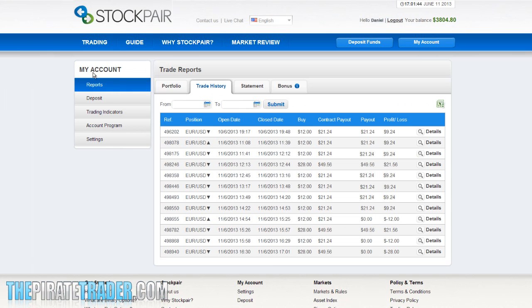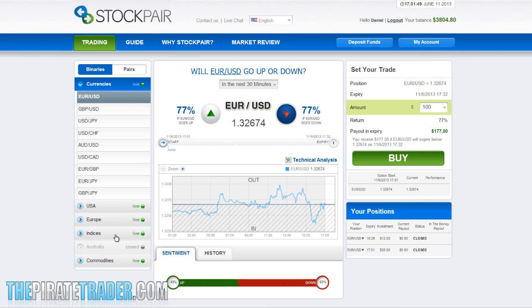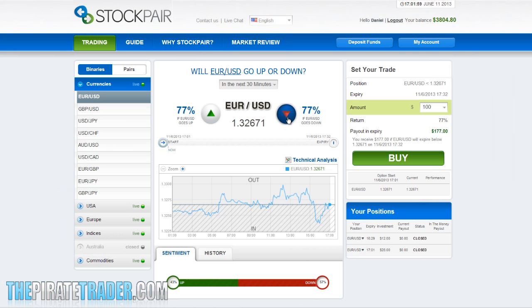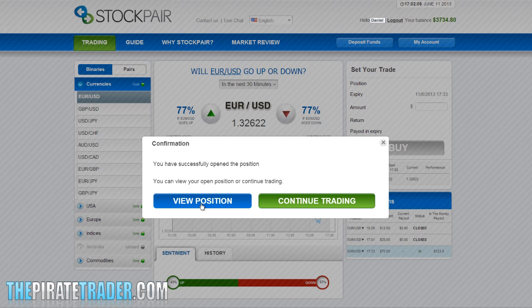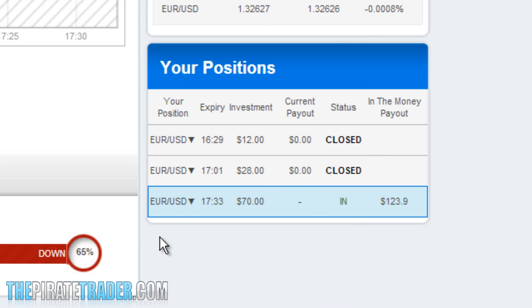Click on the Trading tab. Again, I'm selecting Euro USD and look at the Sentiment tool to see what direction most traders are trading. As you can see, 43% are saying it'll go up and 57% are saying it's going to go down. Let's click on the Down Put button. Enter the amount of $70 here and click Buy. Let's hit the View Position button, and we're on. As before, here's a glance at the trade information.